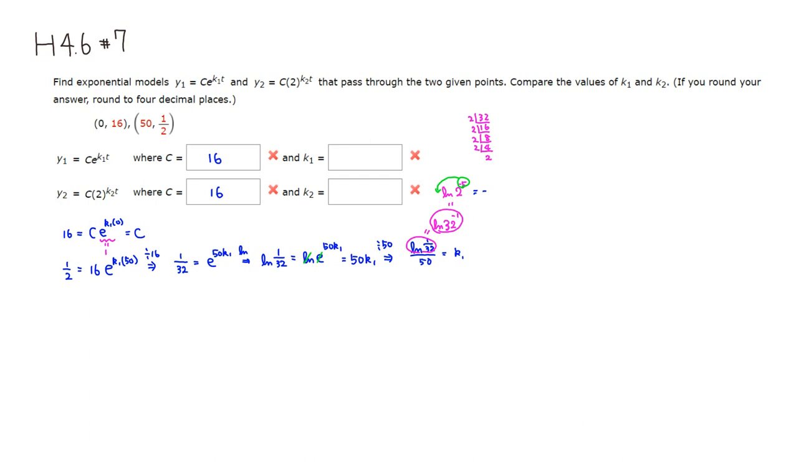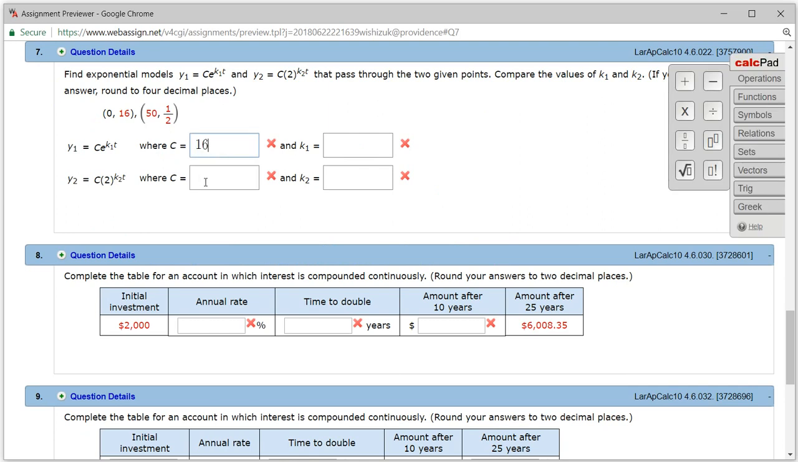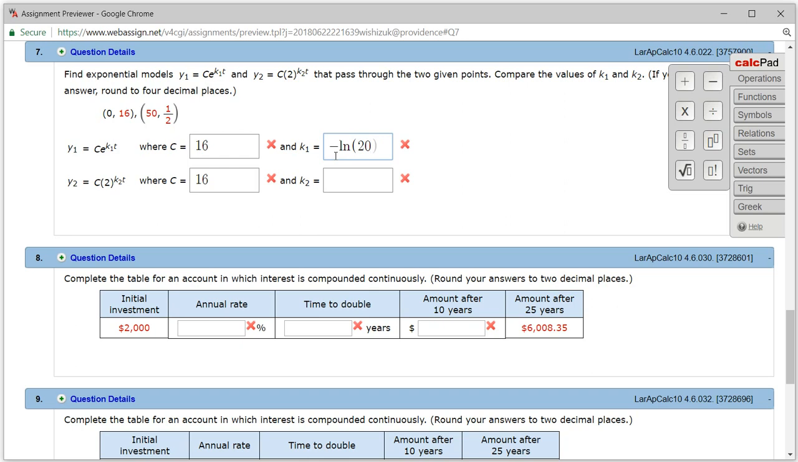So we can write it as negative 5 natural log of 2. So we have negative 5 natural log of 2 over 50, and we can cancel 50 and 5, so you get 10 on the bottom. You end up with simply negative natural log of 2 over 10. Let's type those in and see if it's correct. I got 16 there, and 16 there too. So this is negative natural log of 2 over 10.